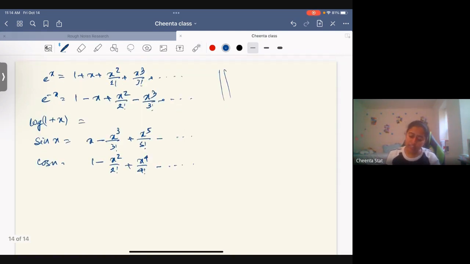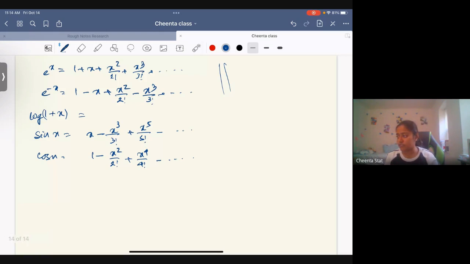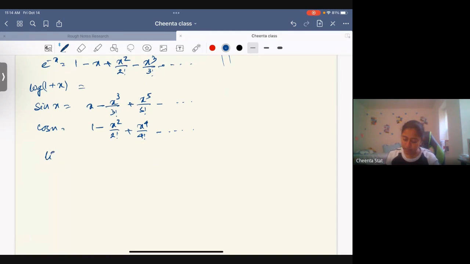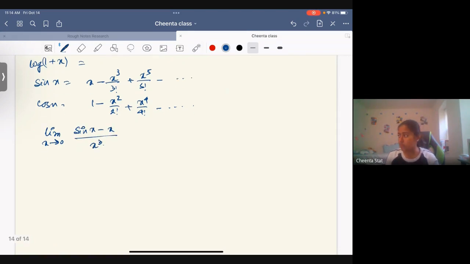Okay. So these are the series expansion of some special formulas. So if nothing works, consider the limit as x tends to 0 of (sin x minus x) by x cubed. See here, also, I will share the list of the limits, like limit x tends to 0, sin x by x equals to 1. This is one very useful limit.